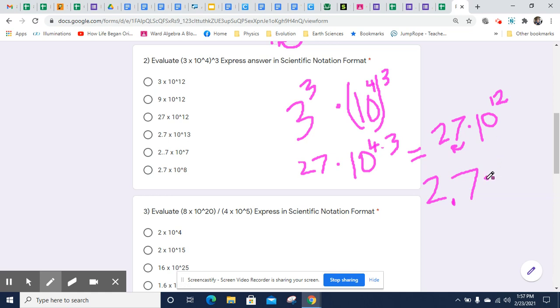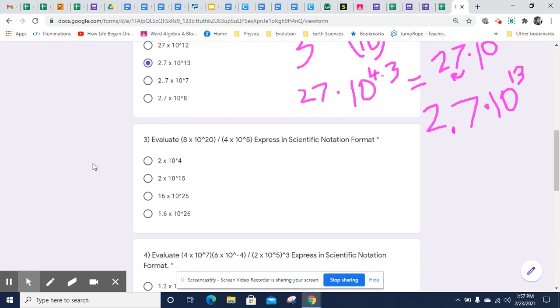So 27 became 10 times smaller to 2.7, which means 10 to the 12th has to become 10 times bigger, and now it's going to be 10 to the 13th. And that is going to be our answer right there, 2.7 times 10 to the 13th.